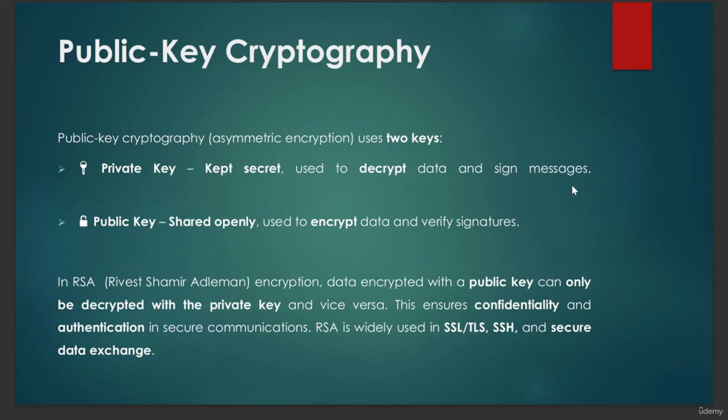Now we have the public key, which is shared openly and is used to encrypt data and verify signatures. In RSA encryption, data encrypted with a public key can only be decrypted with the private key and vice versa. This ensures confidentiality and authentication in secure communications. RSA is widely used in Secure Socket Layer or Transport Layer Security, and also Secure Shell and secure data exchange. Don't worry, you are going to learn about SSH in the cryptic connections lecture.